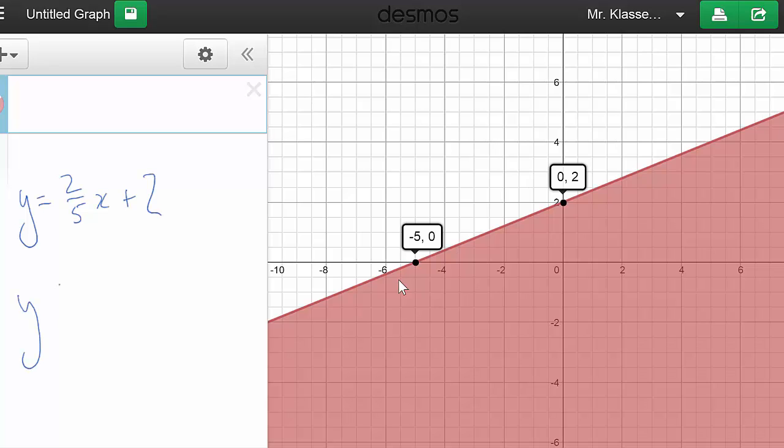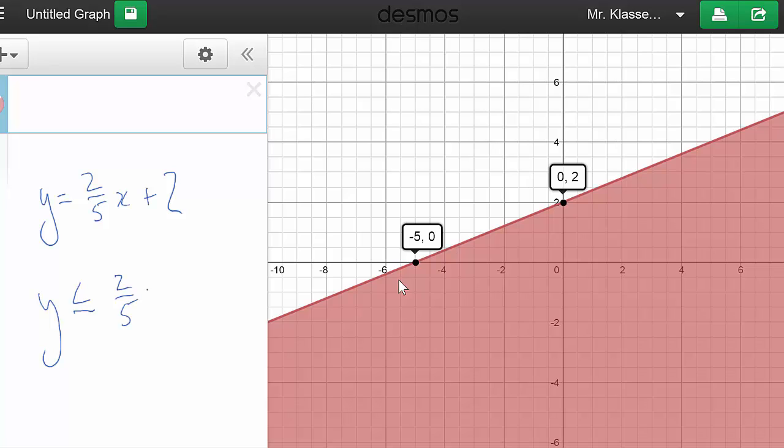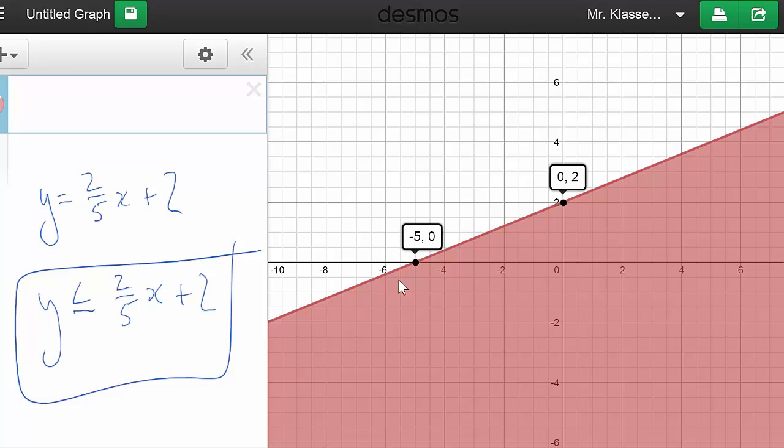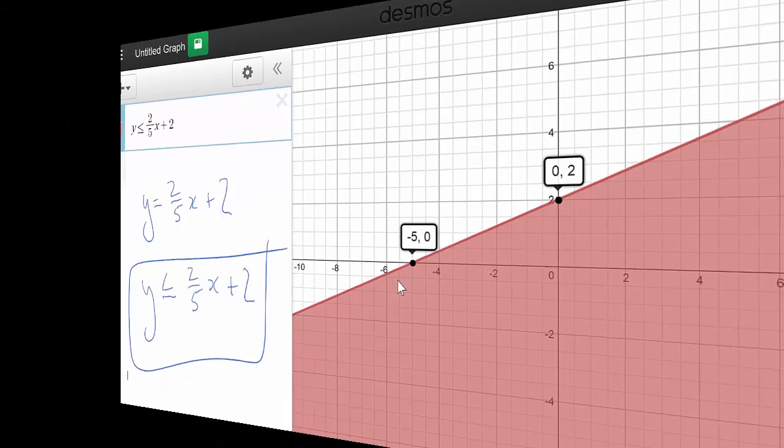The shading is all below this line. So these are y values that are less than the given line. But the line is also solid and not dotted, so we're less than or equal to the given line.